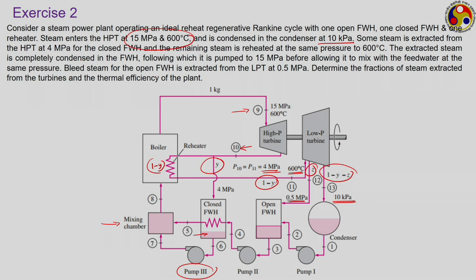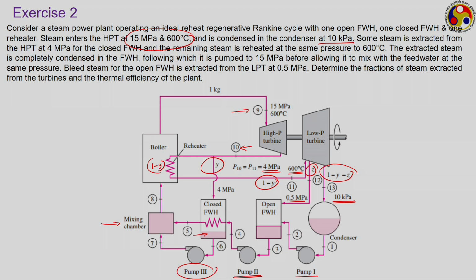So, we have 3 pumps to be talked about here. There is the first pump which raises the pressure from 10 kilopascal to the pressure of the open feed water heater, which is 0.5 megapascal. The mixture from this open feed water heater is pumped to the pressure of 15 megapascal, the boiler pressure, when it will be passing to the closed feed water heater and then to the mixing chamber. And we are not using any trap here, rather we are having a third pump which is pumping the condensate in the closed feed water heater to the mixing chamber.